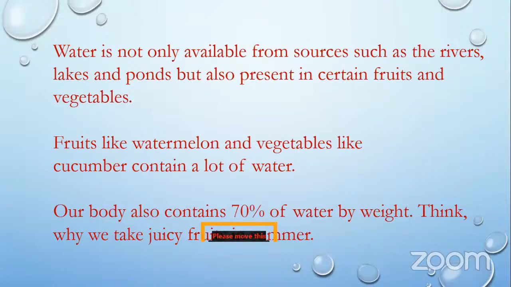See, our body is made up of cells, you know. In 8th class this year you have learned that the body is fully made up of cells. So the cell also contains water by 70%. So think, why do we take juicy fruits in this summer? Why do we take juices? That is also because more water is present in it. That is why we have to drink a lot of water and fruit juices in summer.